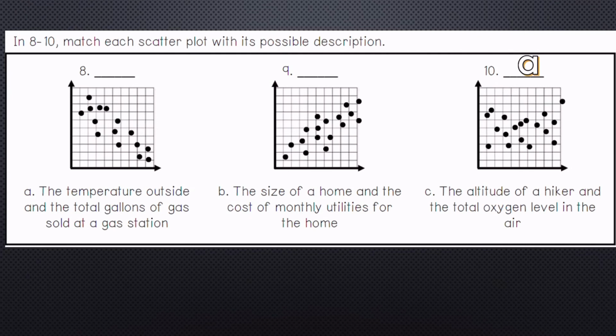The size of a home and the cost of monthly utilities. Well, if you don't know what a utility is, it's like your electric bill, your water bill, okay? So let's think about this. If you get a bigger house, you have more bathrooms, you have more rooms that you have to keep cool, you're going to be spending more money to do that. So the size goes up, but so does your bill. So that's positive. And that's number 9.